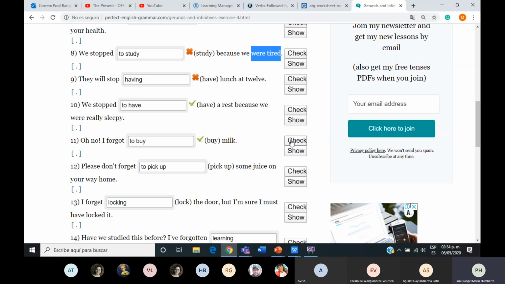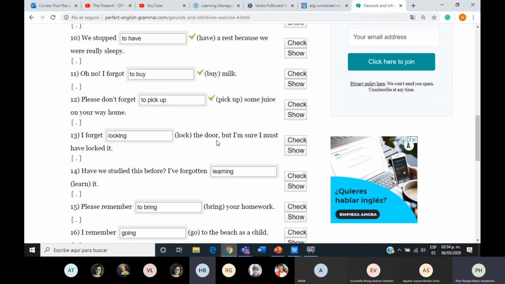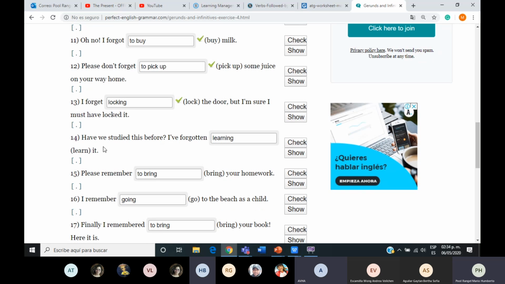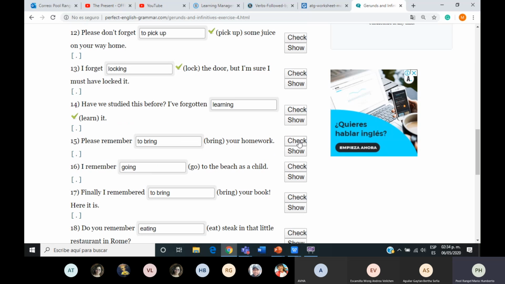I forgot to buy milk. Please don't forget to pick up some juice. Creo que está bien. I forgot locking the door, but I'm sure I must have locked it. Por si no tengo memoria de eso, pero estoy seguro que sí la cerré. Debe estar bien. Have we studied this before? I forgot learning it. También debe estar bien. Did you remember to bring your homework? Está bien.